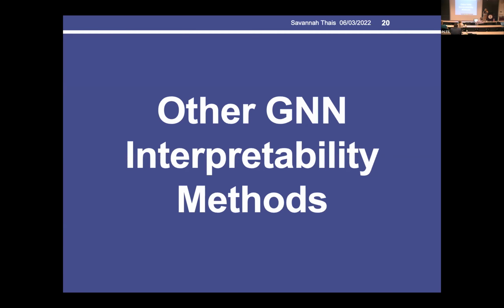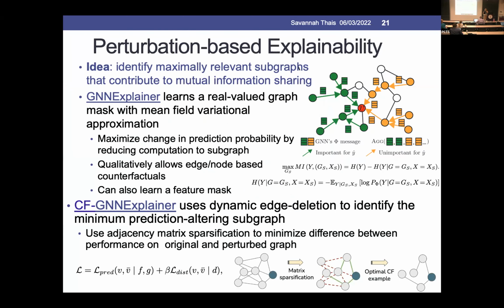And then quickly, I'll show some other GNN interpretability methods that are getting a lot of attention in the broader machine learning space. So perturbation-based explanations are, I'd say, maybe the most popular GNN explainability technique right now. So the idea is that you try to identify maximally relevant subgraphs that contribute to the decision of a particular node. So there are two frameworks that are fairly well adopted.